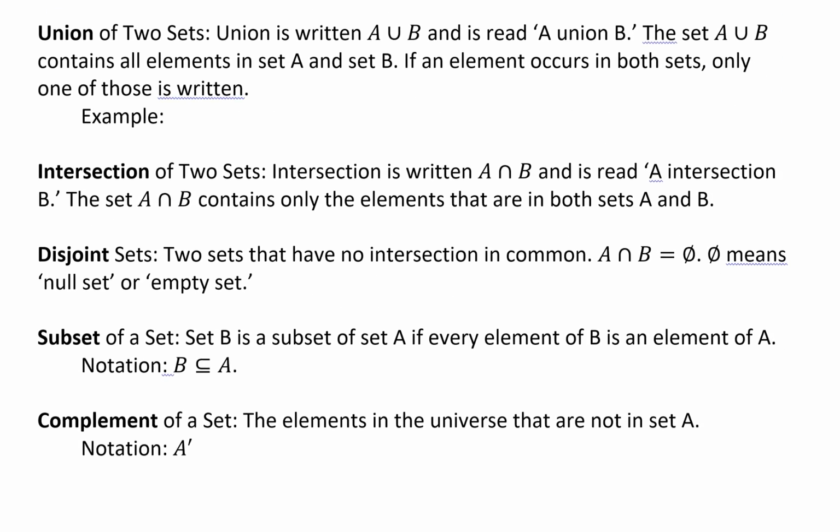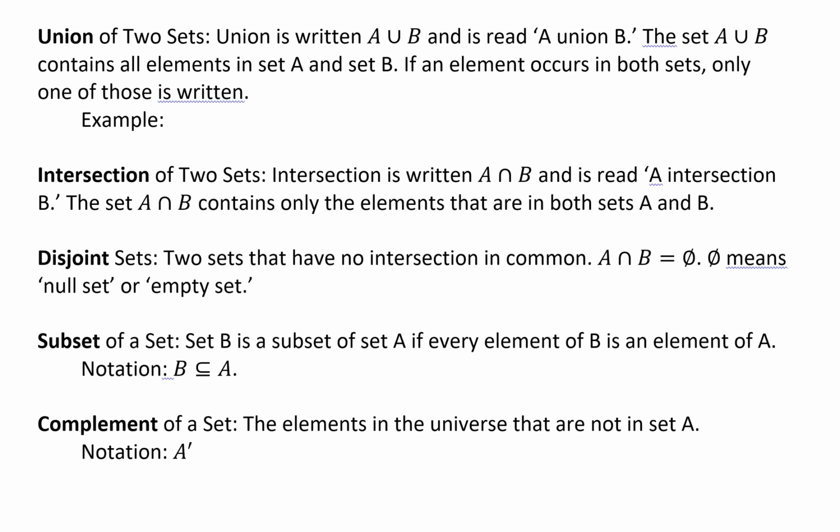Now that we have those basic definitions out, let's take a look at some other ones that we see frequently when we're working with sets and counting. The first one is union, and we're usually talking about the union of two sets. Sometimes it could be more. But union is written with this capital U symbol.